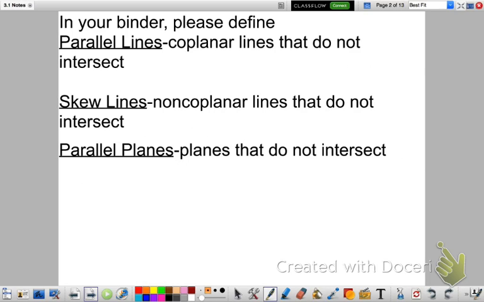To start off with, let's define parallel lines. Parallel lines are coplanar lines that do not intersect. Key word is they're going to be coplanar and they do not intersect. Skew lines are non-coplanar lines that do not intersect. And lastly, parallel planes are going to be planes that do not intersect.